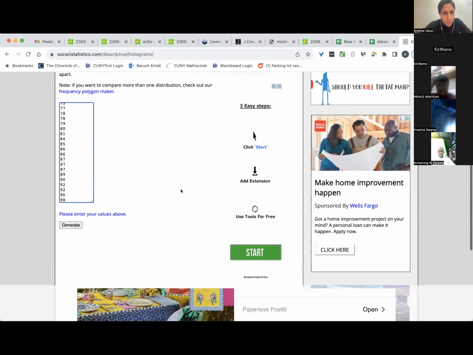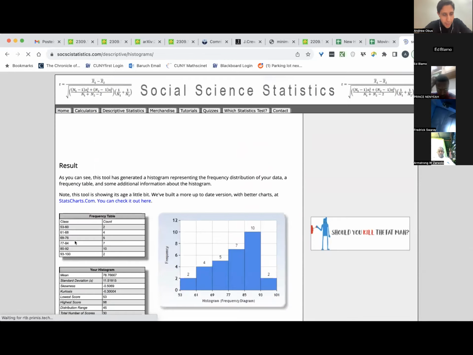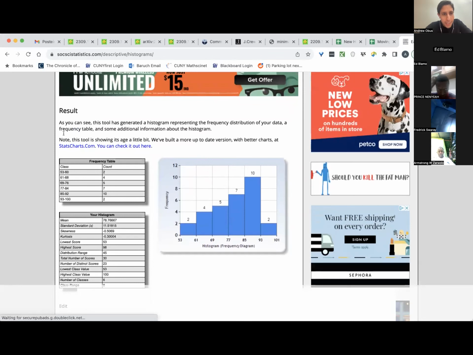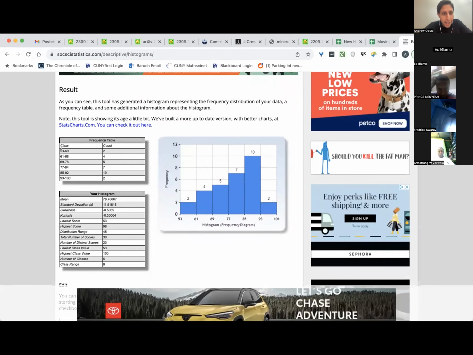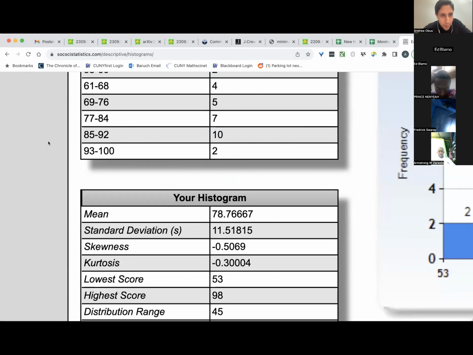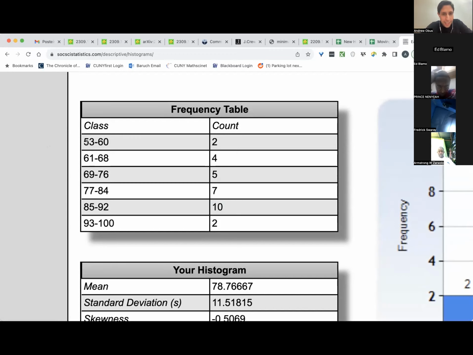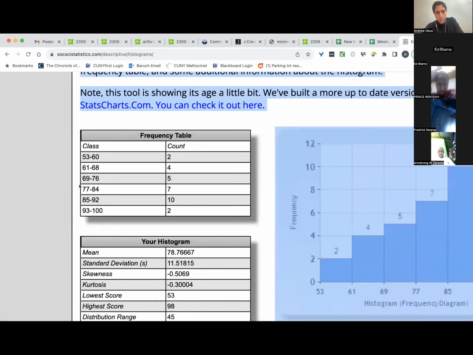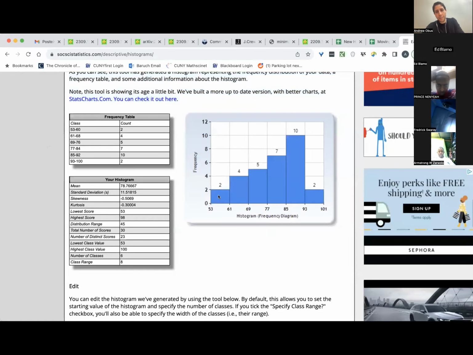All right, so now all that you do is click on generate. It's going to make a histogram, but it may not have the data that we want. It automatically decides on classes for you. Let me make this a little bigger because I know the print is very small. It decided to make its classes with size 8, so 53 to 60, 61 to 68, 69 to 76, and so on, and it used those classes to make a histogram.